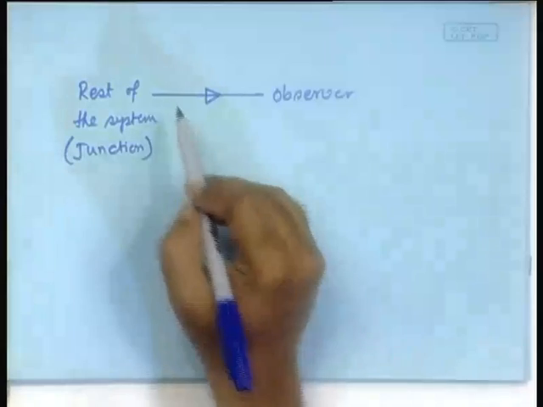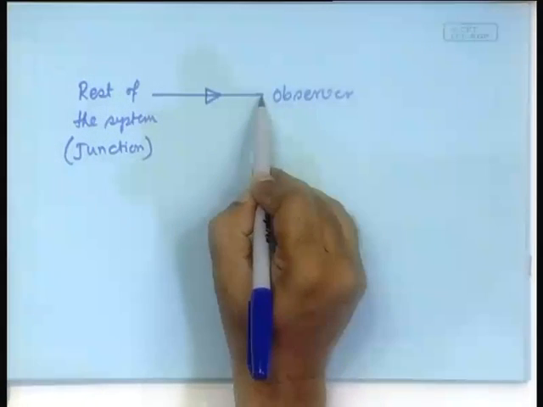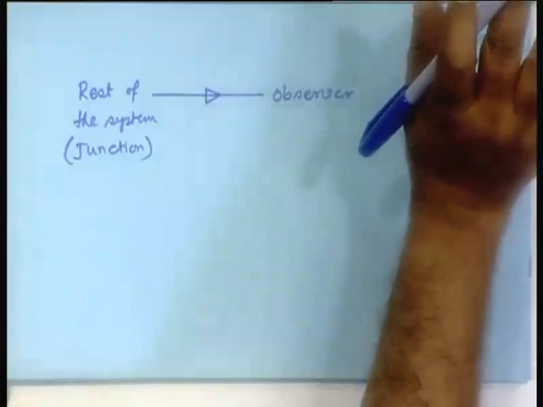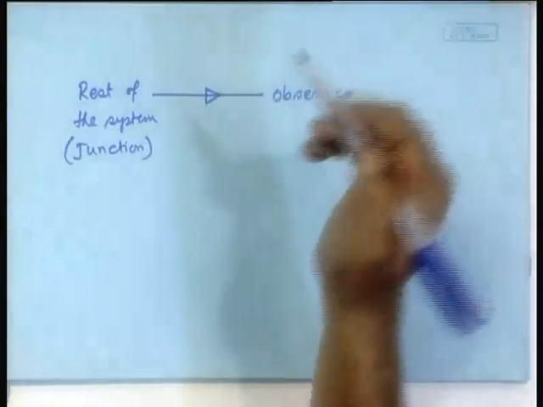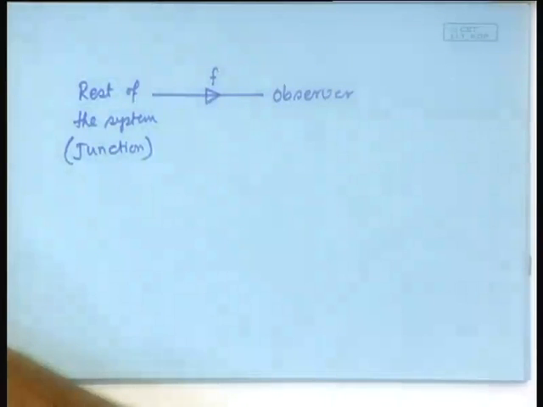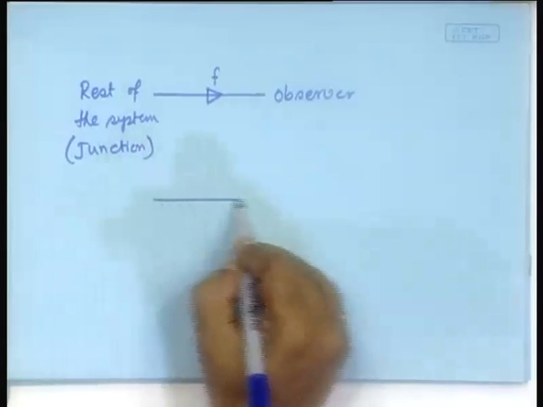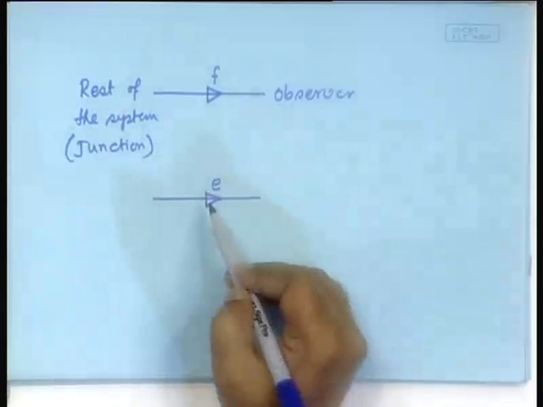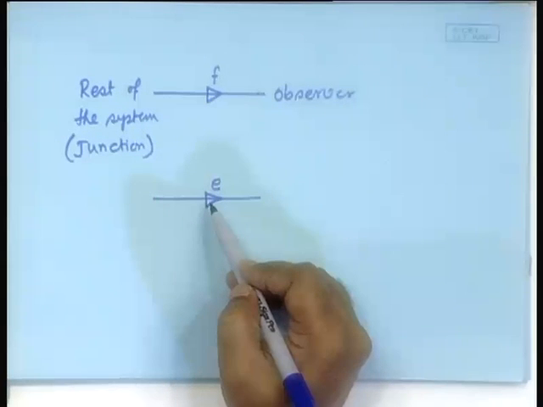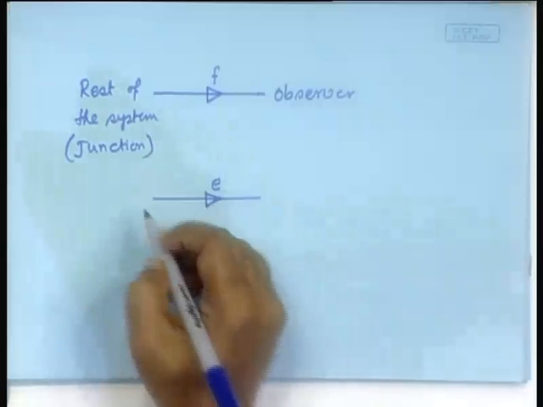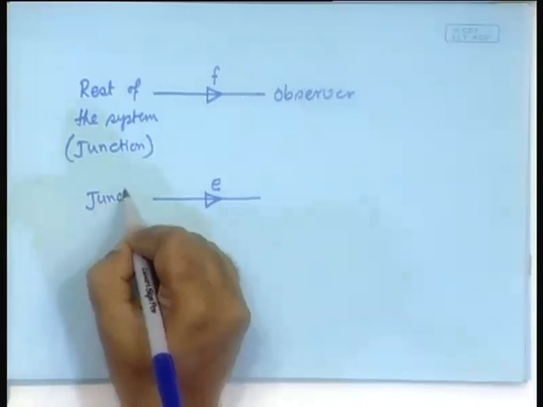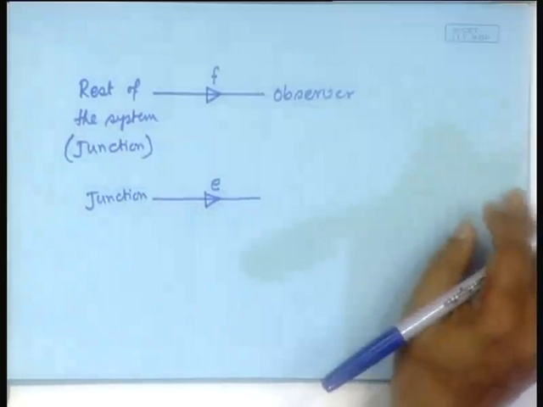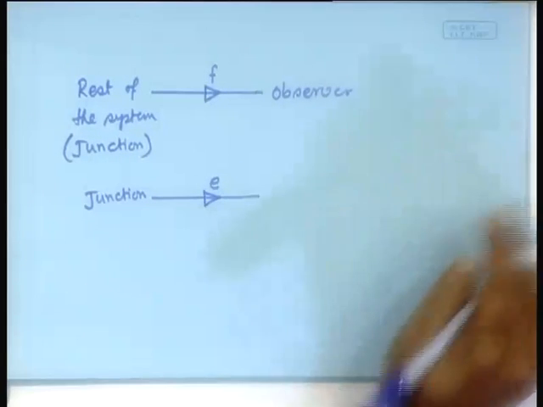Now, it is clear that it could be either carrying the information of the effort, masking the information of the flow, or it could be carrying the information of the flow, masking the information of the effort. If it carries the information of the flow, we will simply write F. It could also be a bond that carries the information of the effort, we will write E, because without writing this you never know what it is observing. So, the junction here, and here is the observer.